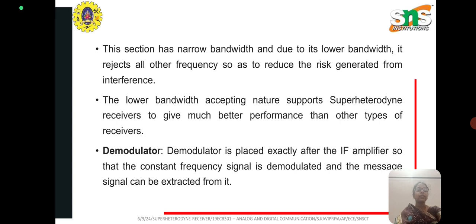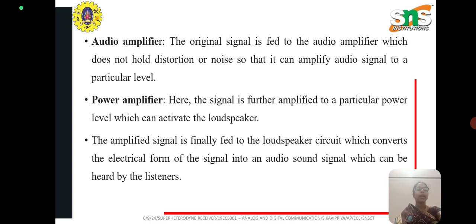The next section is the demodulator. The demodulator is placed exactly after the IF amplifier, so that the constant frequency signal is demodulated and the message signal can be extracted from it. Next is the audio amplifier. This audio signal is fed to the audio amplifier, which does not add distortion or noise, so that it can amplify the audio signal to the required level. Next is the power amplifier. The signal is further amplified to a power level which can activate the loudspeaker. The amplified signal is finally fed to the loudspeaker, which converts the electrical signal to an audio signal that can be heard by listeners.